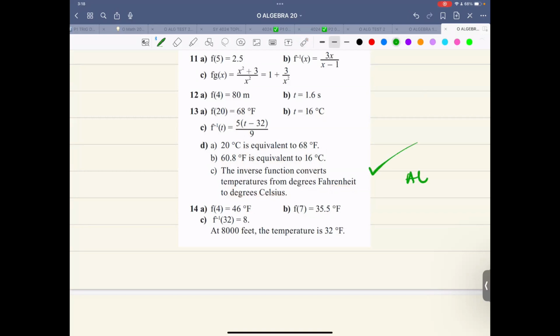So that completes Algebra lecture 20. That completes the whole concept of functions in and out. That is the basic, inverse, composite. Everything is done and dusted.